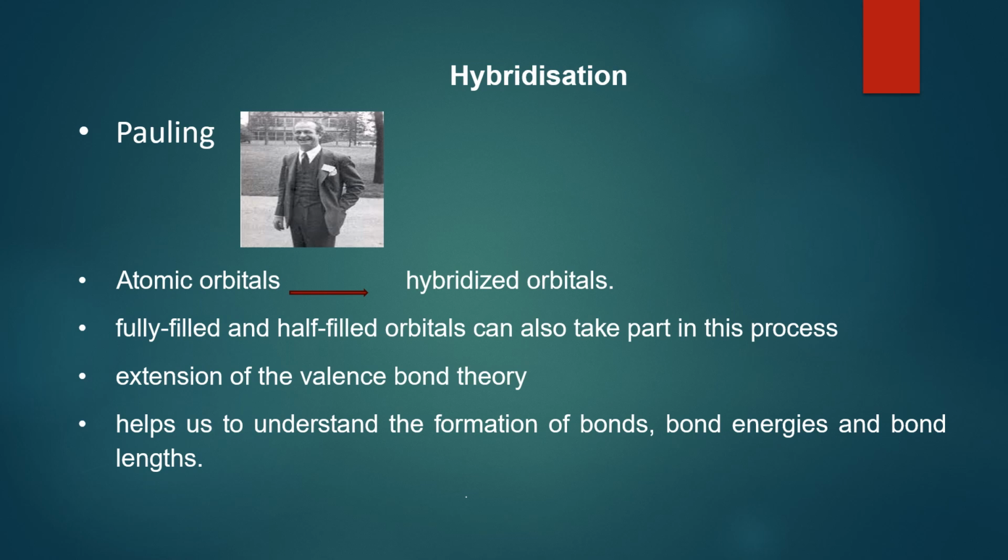this process. Conversely, we may argue that the idea of hybridization is a continuation of the theory of valence bonds, and that it clarifies the creation of bonds as well as their lengths and energies. Fully filled and half-filled orbitals can also take part in this process. We know that it is an extension of the valence bond theory. This hybridization concept helps us to understand the formation of bonds, bond energies, bond angles, bond length, and magnetic properties of certain molecules.